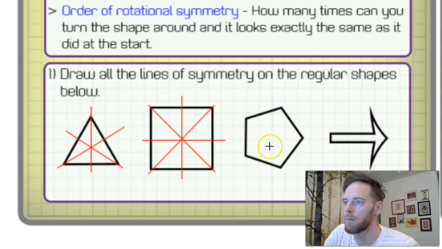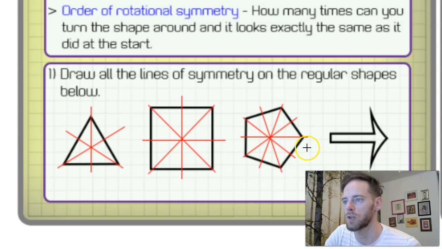This is a pentagon. It's a regular 5-sided shape. The triangle had 3 lines of symmetry, 3 sides. The square had 4 lines of symmetry, 4 sides, and you probably guessed that this is going to have 5 lines of symmetry. So this is the first line of symmetry, then we've got the second and the third line of symmetry. We're just going from the corners right through the base of the shape. And there you have it, there's your 5 lines of symmetry. It starts to look more complicated the more sides the shape's got.